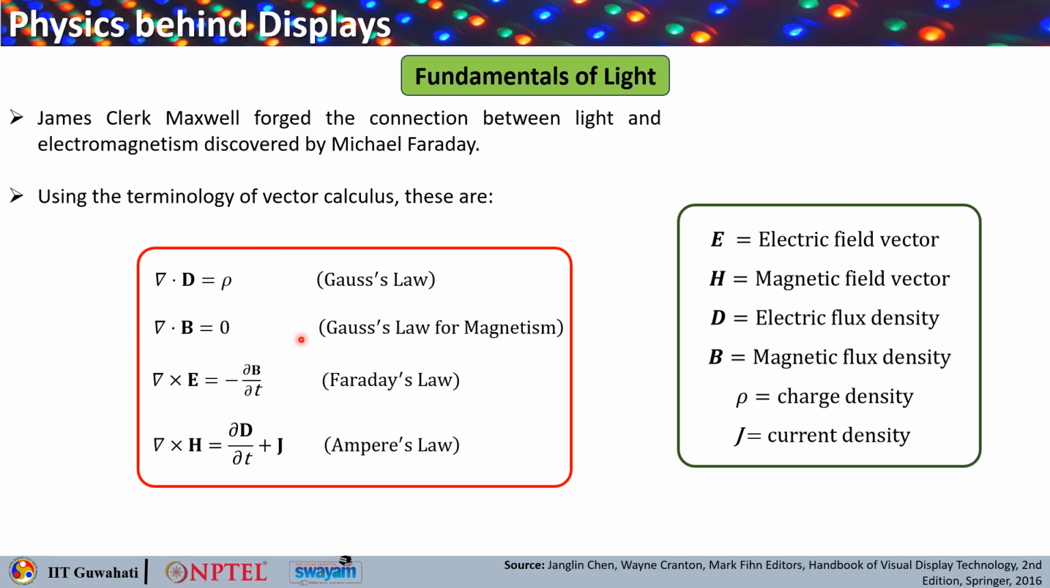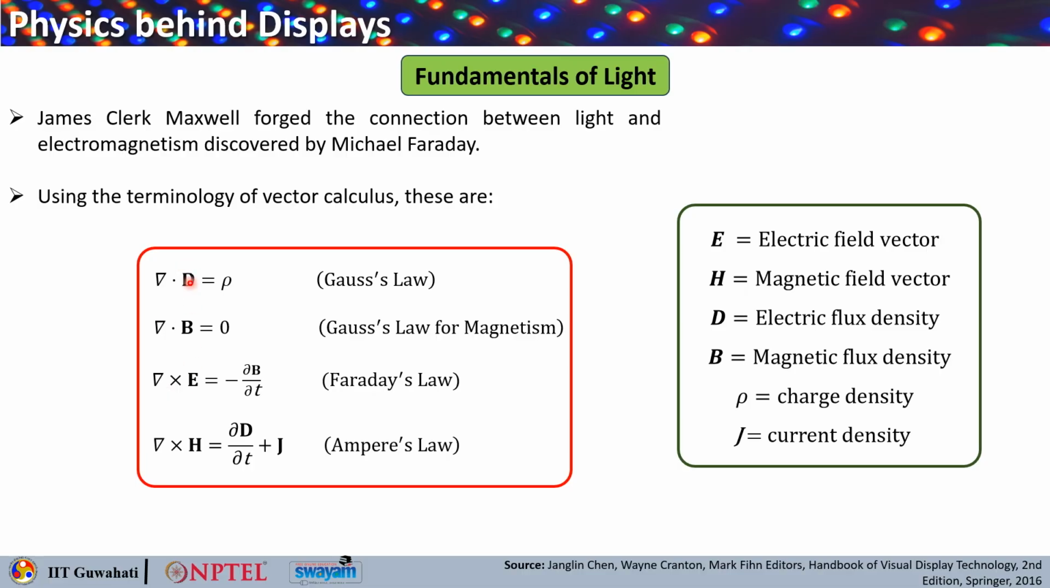So, it tells you that the net magnetic flux out of any closed surface is 0, which also tells you that no magnetic monopole is possible, right. Then you have Faraday's law, which tells you that curl of E equals minus ∂B/∂t. That means a changing magnetic field can produce a circulating electric field.